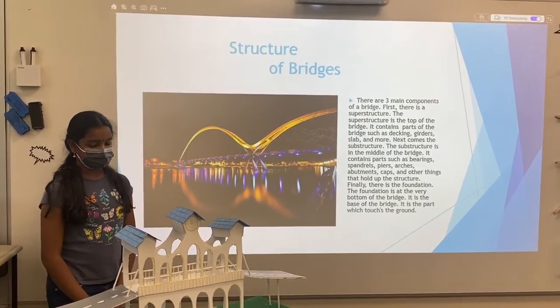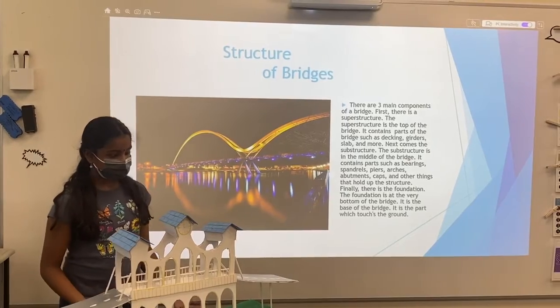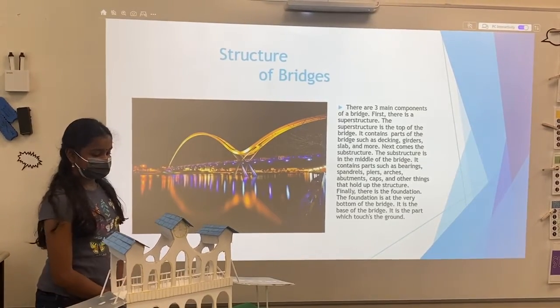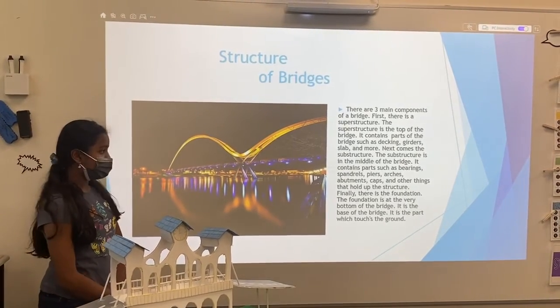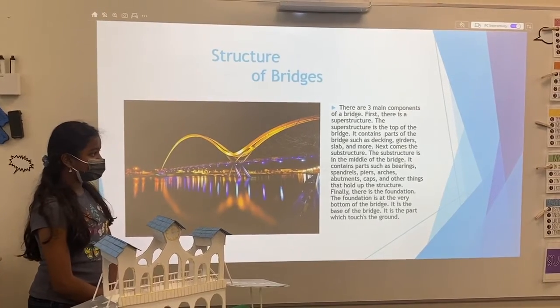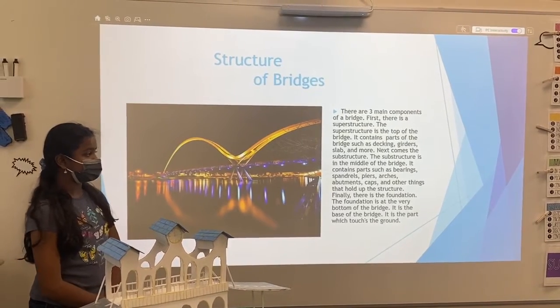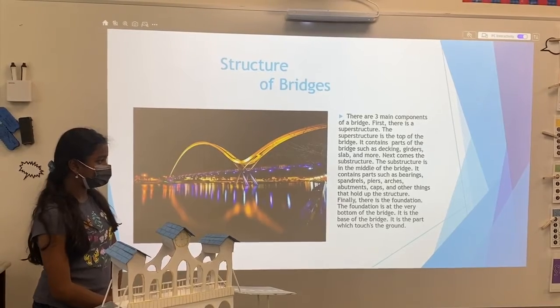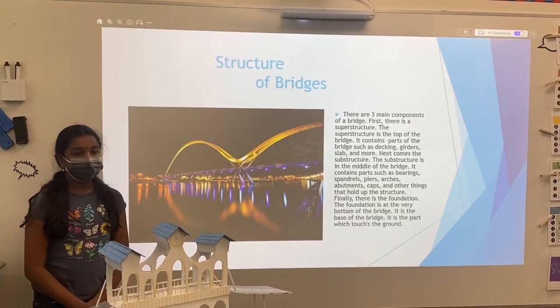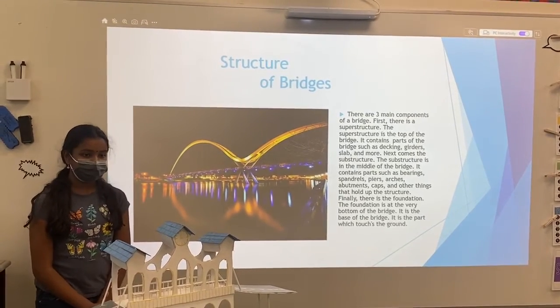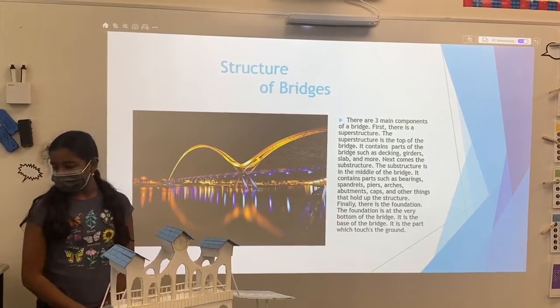Next comes the substructure. It's in the middle. It contains things such as bearings, spindles, piers, arcs, abutments, caps, and other things that hold up the structure. Finally, there's the foundation. That's the very bottom part of the bridge. It's the part that touches the soil.